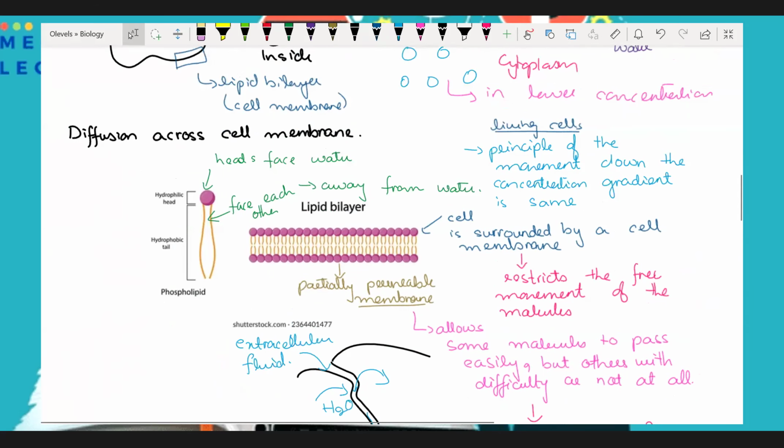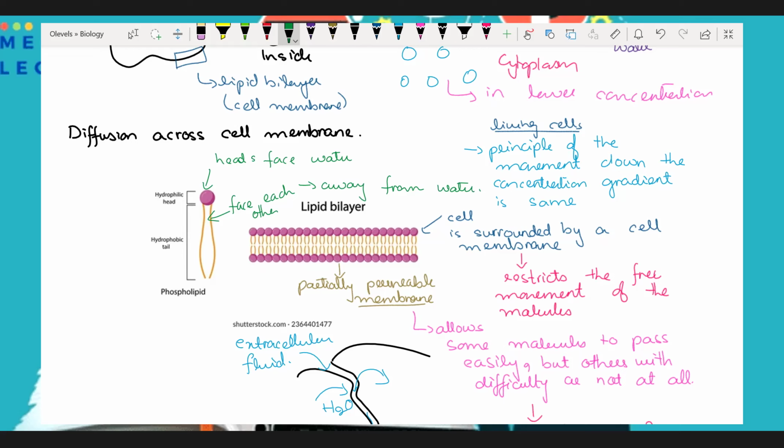Okay, students. So yesterday we were studying about the diffusion across cell membrane, right? Now the principle in living cells of the movement down the concentration gradient is the same. For example, this is a cell membrane of a cell, and the cell is surrounded by a cell membrane. Now, what's the function of that cell membrane?